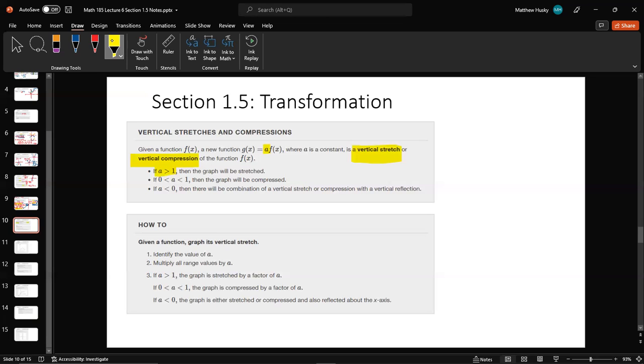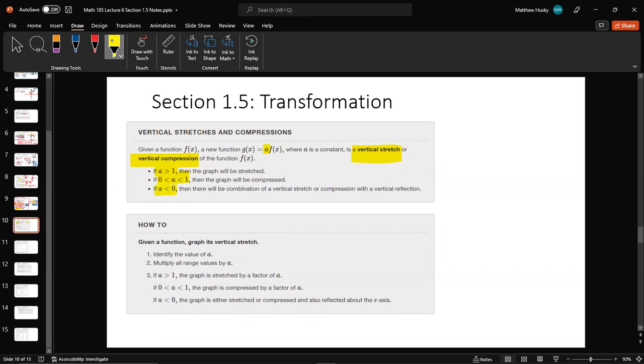So if your number is bigger than 1, such as, for instance, 2, it'll stretch it. So if you multiply the whole function by 2, it's going to stretch it by a factor of 2, and it will be twice as tall. If it's between 0 and 1, it will be compressed. So for example, a number like 1/2 is between 0 and 1. And if you have a number like 1/2, it will make the graph half as tall. So that should be maybe reasonably straightforward.